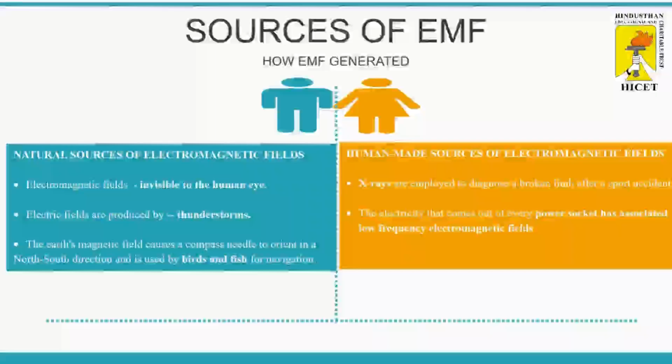Some human-made sources of electromagnetic fields are X-rays. X-rays are employed in hospitals to diagnose a broken limb after a sports accident. The electricity that comes out of every power socket is associated with low frequency electromagnetic fields. So around us, we always have an invisible force. The force we call the electromagnetic force.